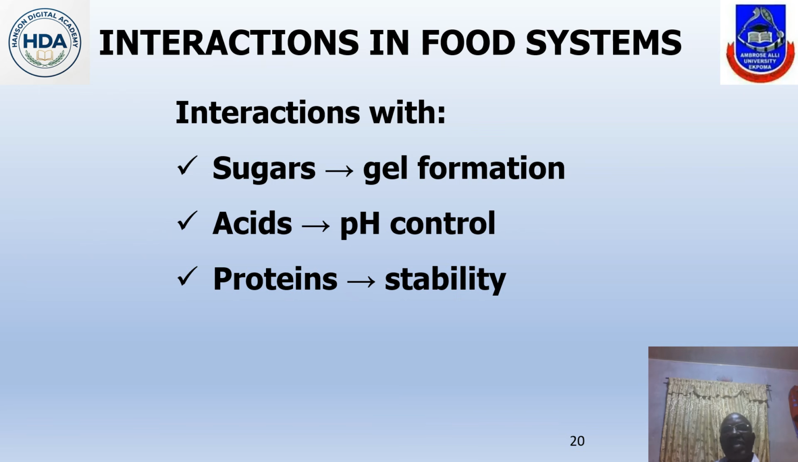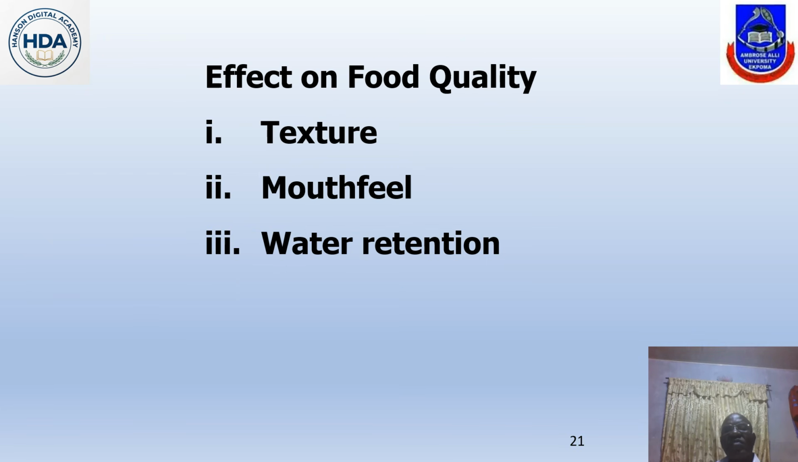How do they interact in food system? The sugar forms gels with pectin. The acid controls pH, and protein provides stability. Now, what effects do they have on food quality? The effect of pectin in food is that it helps to improve texture, mouthfeel, and water retention of the food item.